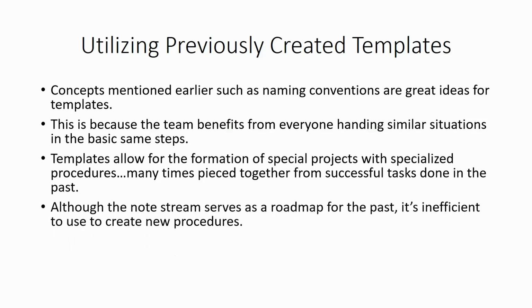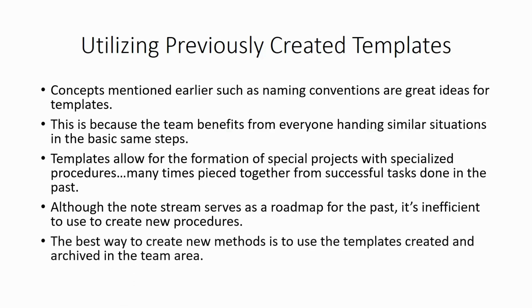Now, although your individual note stream in Evernote serves as a roadmap for the past, it's inefficient to create new procedures that way. If you had to search through all of the old notes in order to find something specific, and piece it together to determine what to do in the future, that would take a long time and would probably be almost impossible to do. Having a template in place, though, makes this process very easy. And as a result, the best way to create new methods and new processes is to use templates that have already been created and archived in your team area.